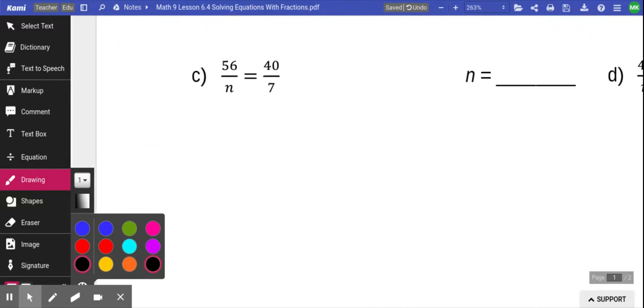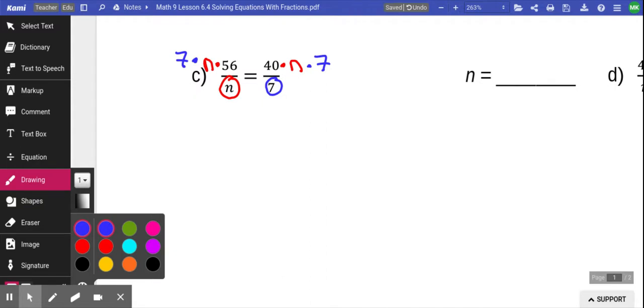C is a little bit trickier. So if you look at C, we actually have 2 fractions now. The way that we're going to get rid of these fractions is by multiplying by both denominators. So in this case, my first denominator is n, so I'm going to multiply both sides by n. My second denominator is 7, so I'm going to multiply both sides by 7.